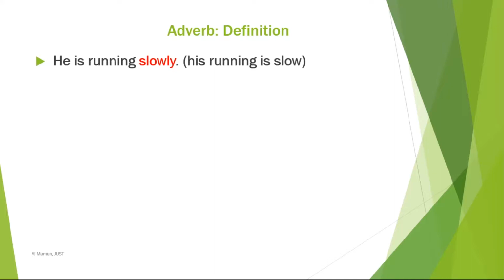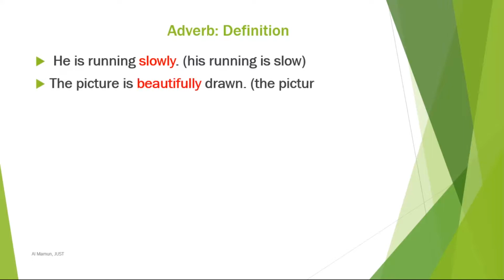Let us look at some sentences. He is running slowly. So his action or running is slow. Of course, he himself is not slow. The picture is beautifully drawn. The picture is not beautiful, or it does not say whether the picture is beautiful or not, but it talks about whether the drawing was beautiful or not.